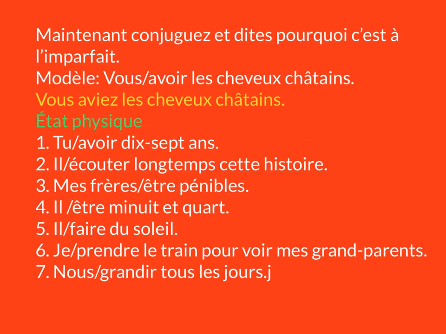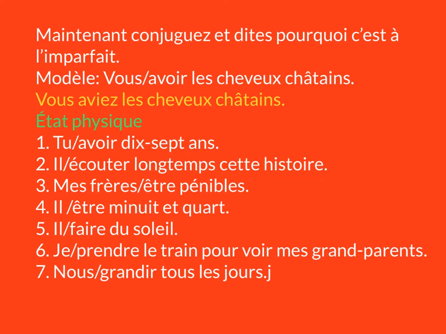Maintenant, conjuguez les verbes suivants et dites pourquoi chaque verbe est à l'imparfait. Now it's your turn. You're going to conjugate each of these verbs in number 1 through 7, and you're going to say why they are in the imparfait. Use your notes for this.